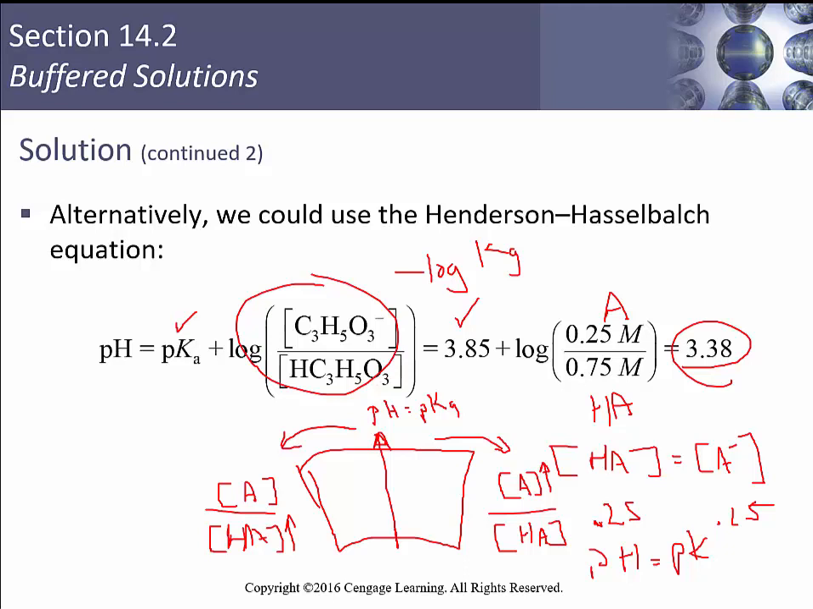So it's saying, I'm going to take this value here, and then I'm going to adjust it in a loggy kind of way based on this ratio. And it's going to be positive if I've got more base, and it's going to be a negative adjustment if I've got more acid.